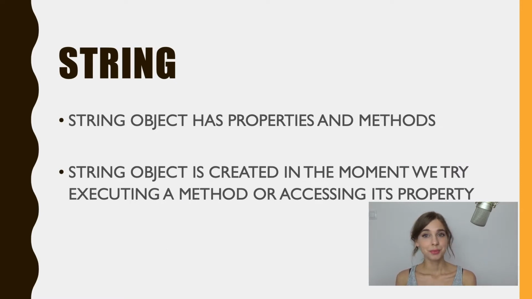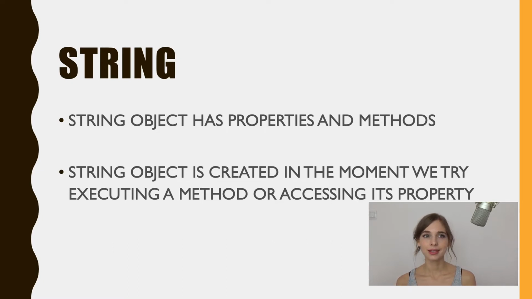So, primitive data types are not objects. That's the difference between primitive data types and the non-primitive data types. However, when we need to perform an operation, we want to call a method on a string, or we want to access its property, for that very brief moment our primitive data type transforms into an object. It all happens underneath and we don't really need to do anything.